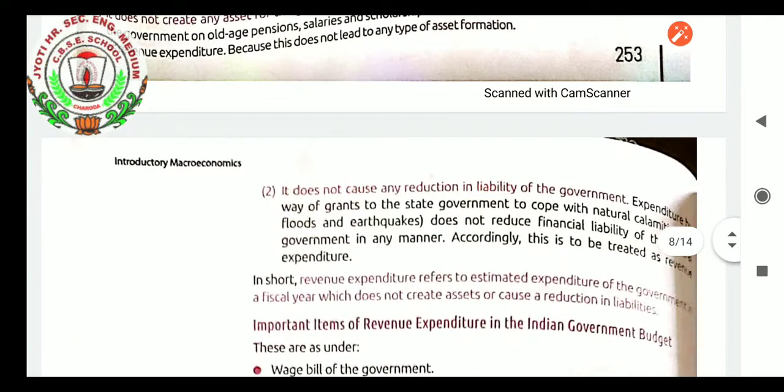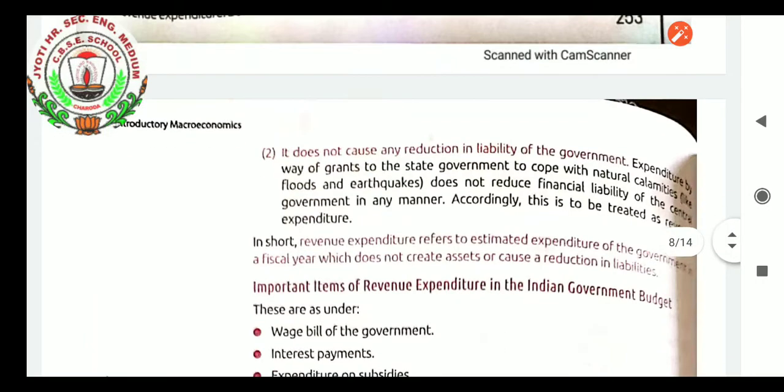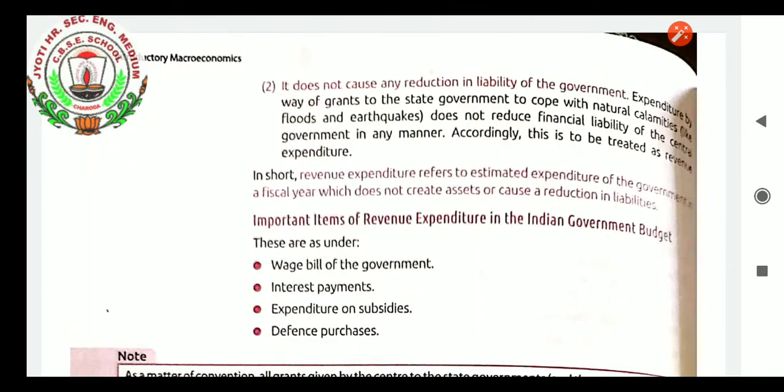Second, it does not cause any reduction in liability of the government. Expenditure by way of grants to the state governments to cope with natural calamities like floods and earthquakes, like this pandemic situation which has arisen now, does not reduce the liability of the central government in any manner. Accordingly, this is to be treated as revenue expenditure. So, in short, revenue expenditure refers to estimated expenditure of the government in a fiscal year which does not create any asset or cause a reduction in liabilities. It is known as revenue expenditure.